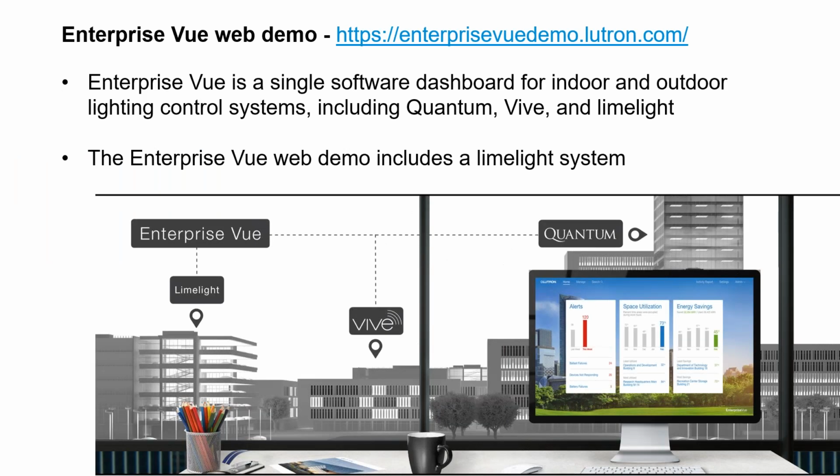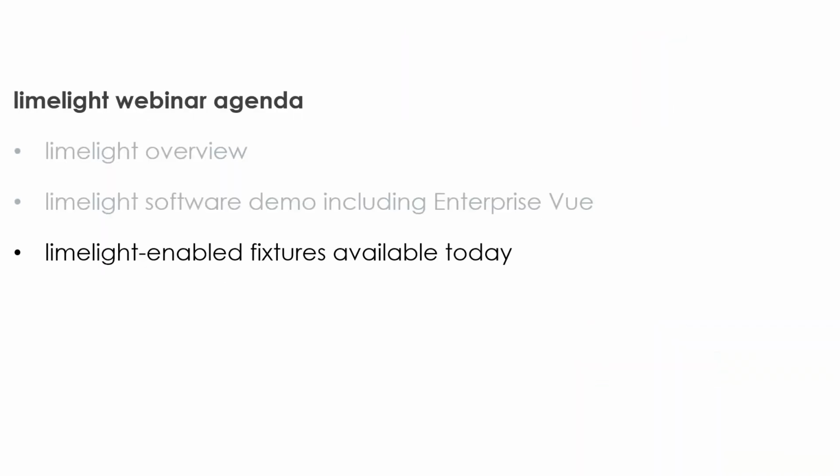For any Lutron representatives or Lutron employees who are logged in, you have access to the Enterprise View demo at this address shown on the top, enterpriseviewdemo.lutron.com. If you don't fall into any of those categories, reach out to your local Lutron rep or whoever you talk to on the Lutron side, and we can walk you through a demo at your leisure for other folks who weren't able to join us today. So let's get into it.